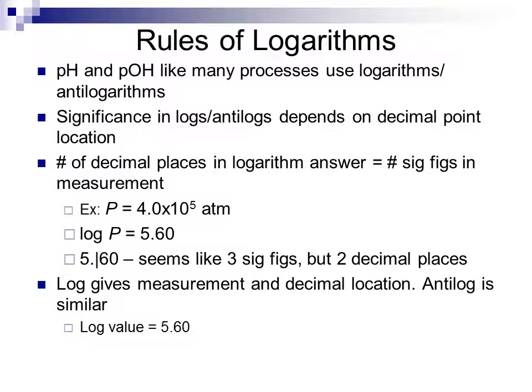Antilogs are similar. If I have a log value of 5.60, taking the antilog, which is 10 to the x, in this case 10 to the 5.60, will give me a number, in this instance 398107. I report this according to the number of significant figures based upon the log value. Since the log value has 2 decimal places, the answer to the antilog should have 2 significant figures. In this instance, 4.0 times 10 to the 5th. So antilogs and logs cancel each other out.